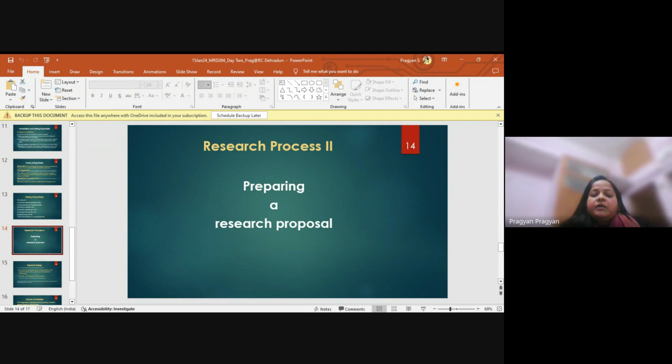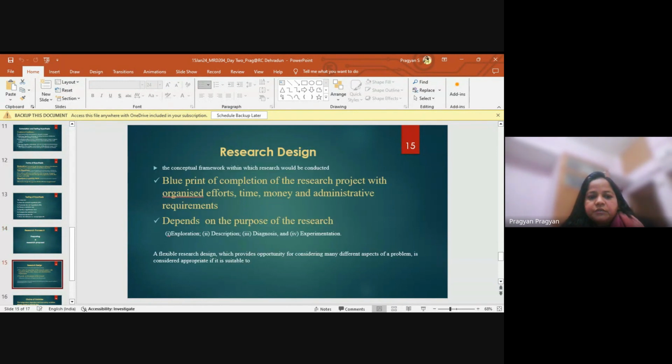Now we are going to talk about how to prepare a research proposal. And definitely, the steps that we were talking about in the first part of our interaction, now we are going to operationalize that understanding in the framework of a particular research proposal. So let's talk about it.